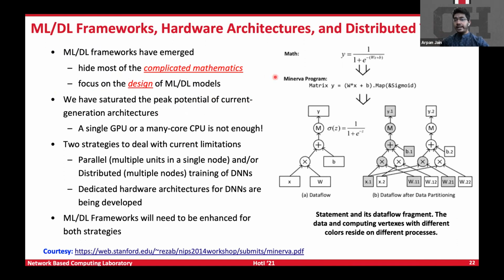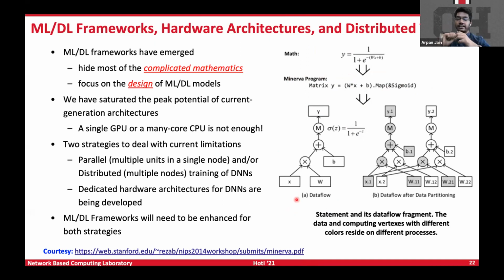Let me give you an example. If you see this mathematical expression, this is called the sigmoid operation in deep learning. This is a very common expression in deep learning. And if you try to write it in the Minerva program in the matrix multiplication format, it will transform into this code. And this equation can easily transform into this very easy data flow diagram.